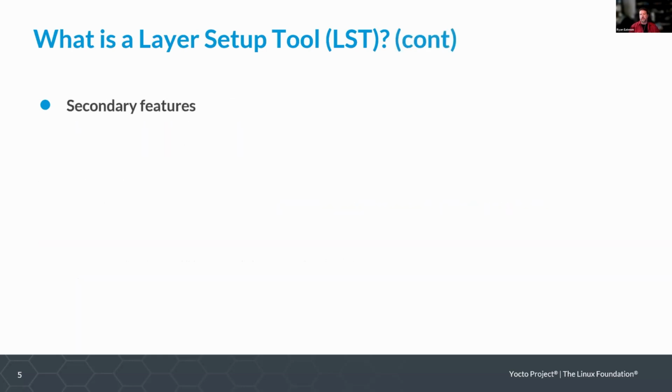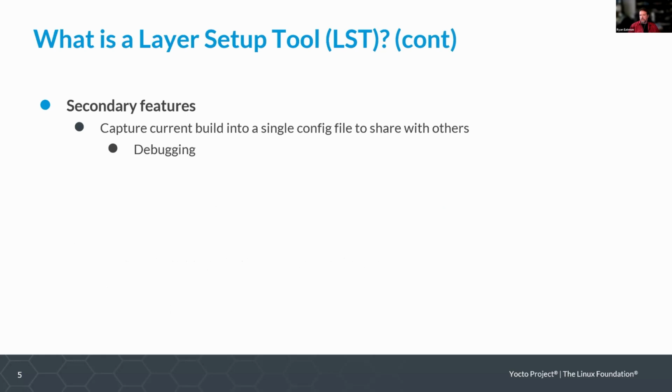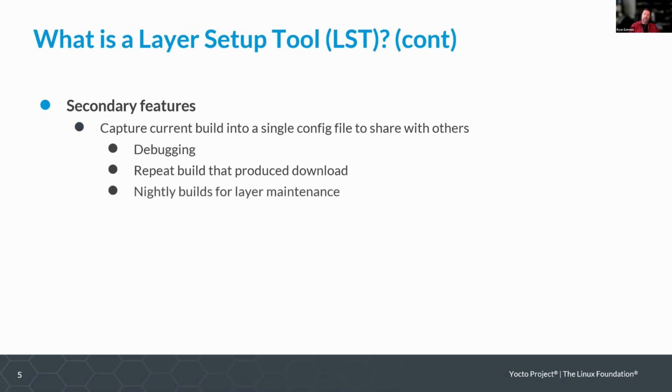There are secondary features that a layer setup tool might have. They might want to capture all of the configuration information into a single file so that you can share that config with others. Why would you want to do that? Maybe you want to debug it. Maybe you want a repeatable build, for example of our SDK. If you want to go back and rebuild exactly what that SDK version was, you can grab one of our configs and get all the versions of all the meta layers that went into it, as well as the version of BitBake. Or, you might want to use a layer setup tool with that single config file for nightly builds and for layer maintenance.